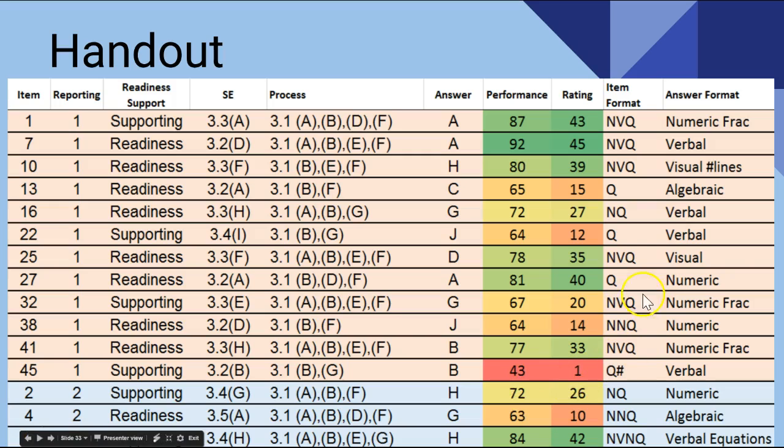Now, we just talked about the item format, and here I've provided basically an index for you so you can see if it's a narrative, visual, question, then it would be an NVQ. Then you also have the answer format listed, so you know if it's numeric, visual, verbal, algebraic. So when you're ready to teach this particular SE, you can find your SE and see what type of format is possibly used in 2016.